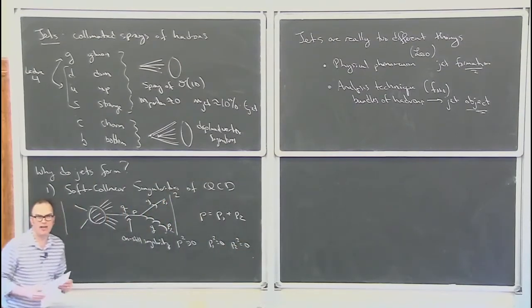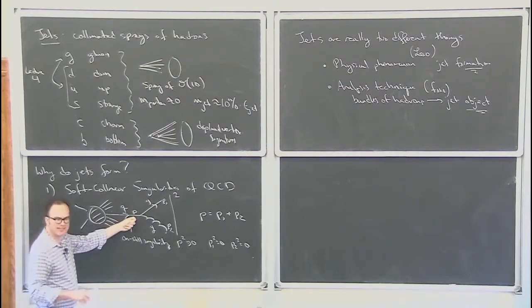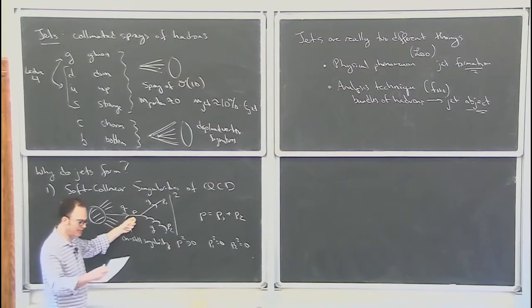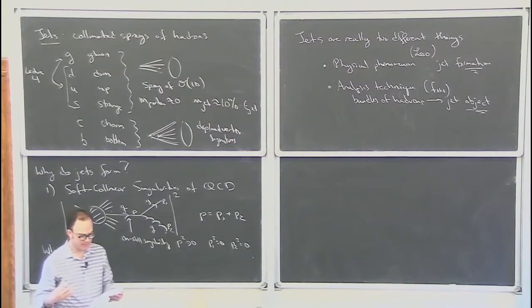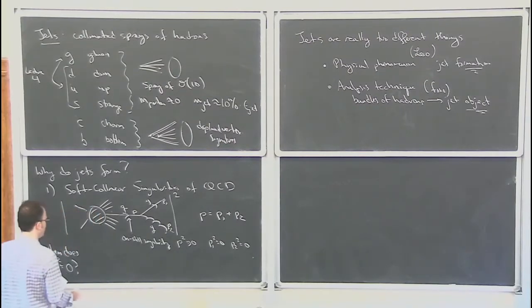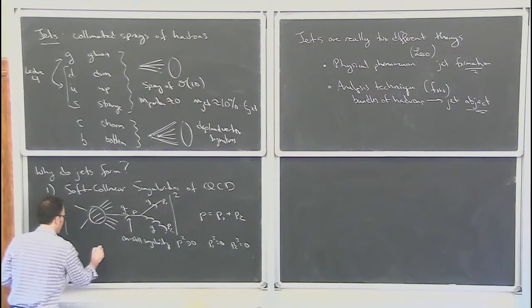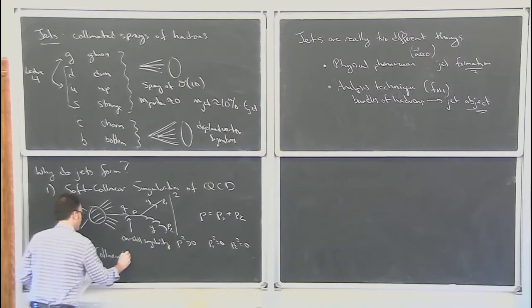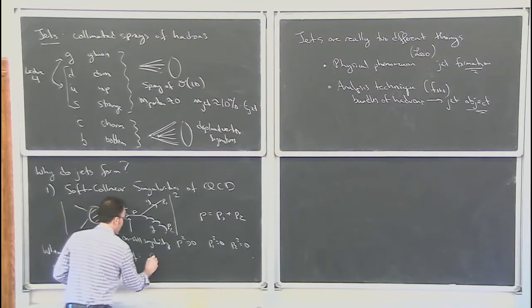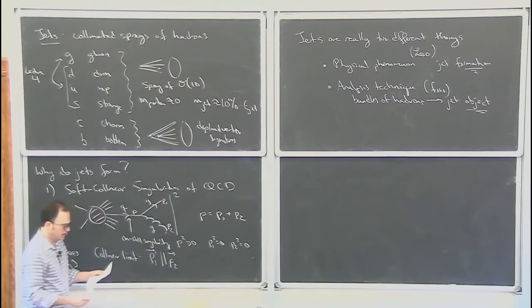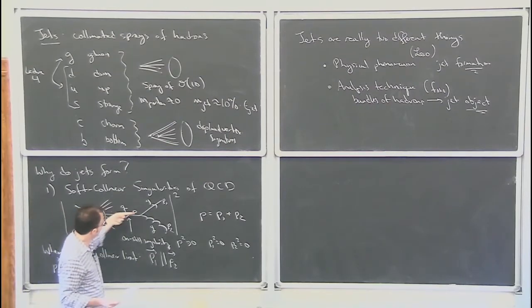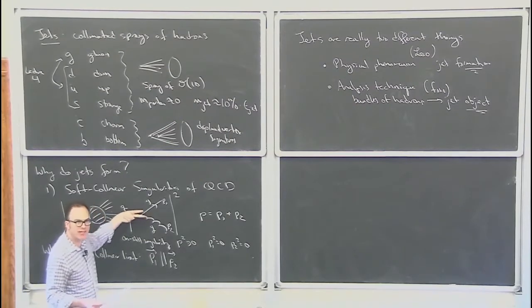And now you can just ask, in which kinematic configurations do I get the singularity? In which kinematic configurations do I see an enhancement of this amplitude? So when does p squared equal 0? And you can convince yourself that there are two limits where this propagator would certainly go on shell. One of them is the collinear limit. And that's when the momentum of this p1 is parallel to the momentum of p2. And so there's a singularity, an enhancement, for when I have a parton that splits into two that are going exactly in the same direction.